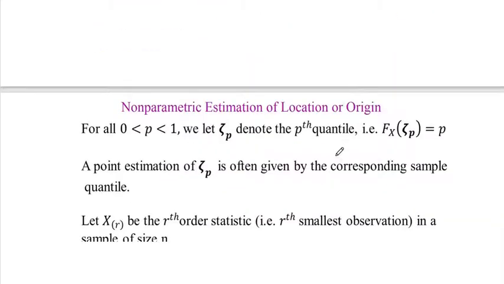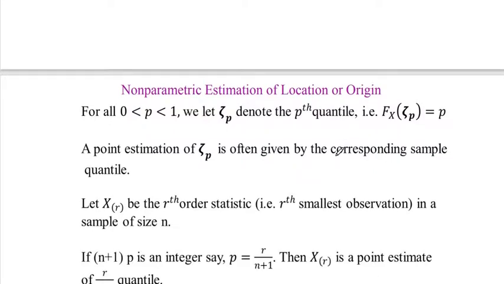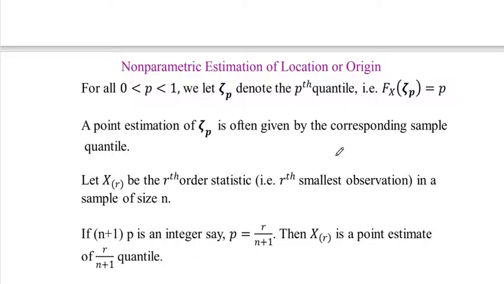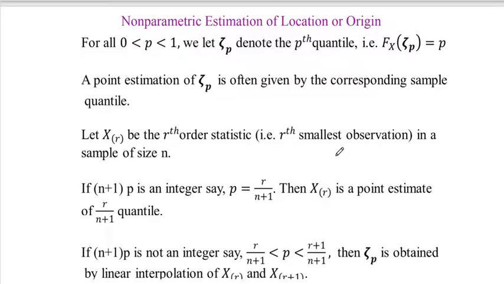Now from here onwards our procedure will start, and our class's important topics are starting. Non-parametric estimation of location or origin. Non-parametric mostly deals with order statistics. For all 0 less than p less than 1, let ξp denote the pth quantile. Here we don't discuss the mean; here we always deal with the median. That is, Fx of ξp equal to p. This will be clear: Fx of ξp equal to p.